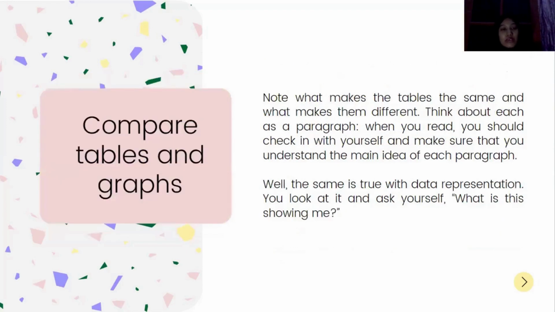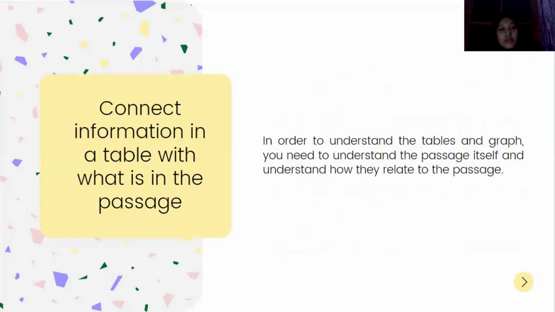Compare tables and graphs. Note what makes the tables the same and what makes them different. Think about it as a paragraph. When you read, you should check in with yourself and make sure that you understand the main idea of each paragraph. Well, the same is true with data representation. You look at it and ask yourself, what is this showing me?